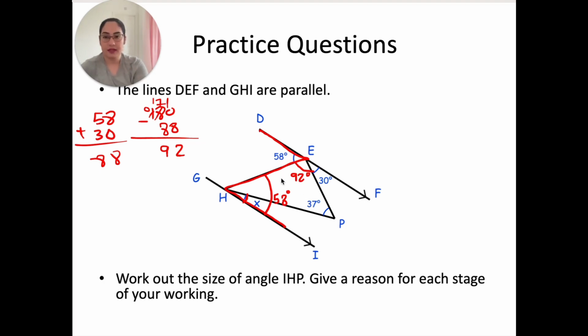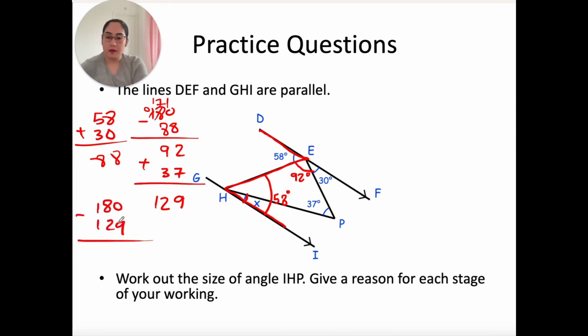Right, then to find this third angle here, I'm going to add 92 to 37 and then subtract from 180 because the sum of the interior angles of a triangle is equal to 180. So 92 plus 37, 7 plus 2 gives me 9, 9 plus 3 gives me 12, so 129. So then if I do 180 minus 129, I can't take away 9 from 0, I'm going to borrow 1 from here, that becomes 7, that becomes 10, 10 minus 9 is equal to 1, 7 minus 2 is equal to 5, 1 minus 1 is equal to 0. So this angle here, just for this part, is equal to 51 degrees.